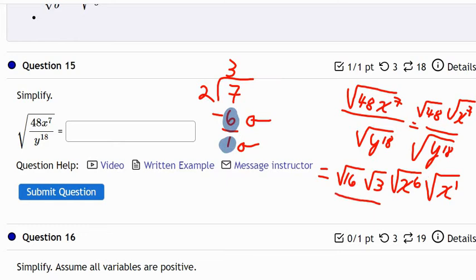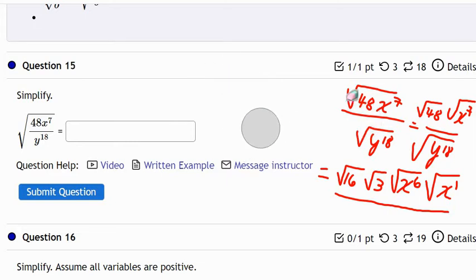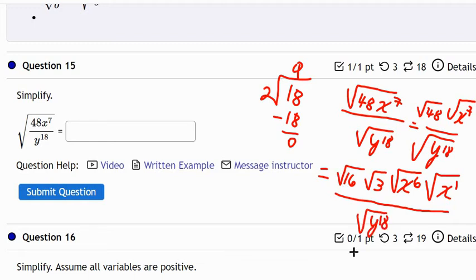I'm going to do the exact same thing for y to the 18th. So for y to the 18th, I'm dividing the power of 18 by the index of 2, and this one goes evenly 9 times. 9 times 2 is 18. The subtraction gives me no remainder, so the square root of y to the 18th is good. I can actually simplify that.